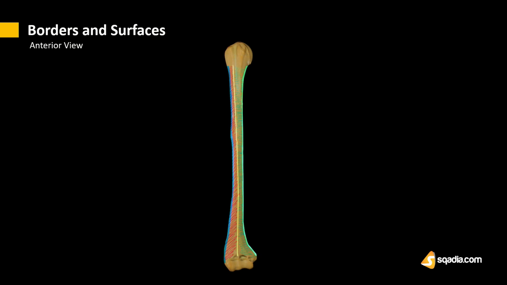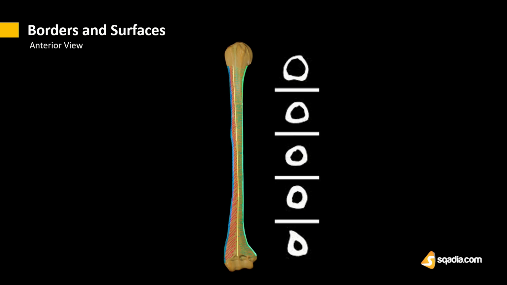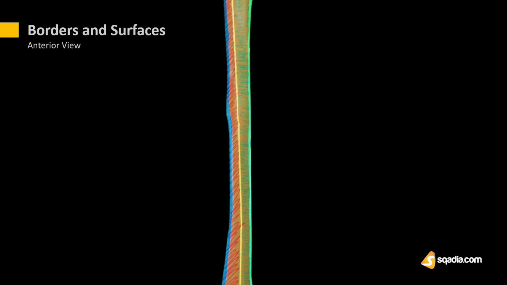The shaft of the humerus is the longest part of the humerus. It is cylindrical and is compressed in an antero-posterior fashion, giving it a triangular appearance on cross-section and is roughened where muscles attach. Remember the rule of three.